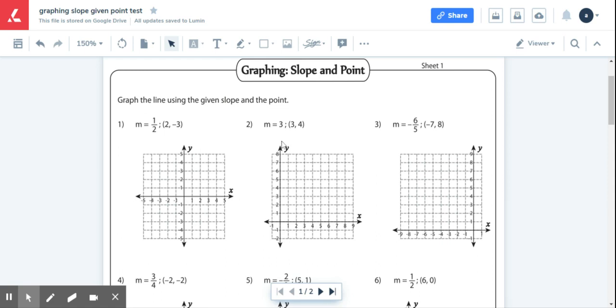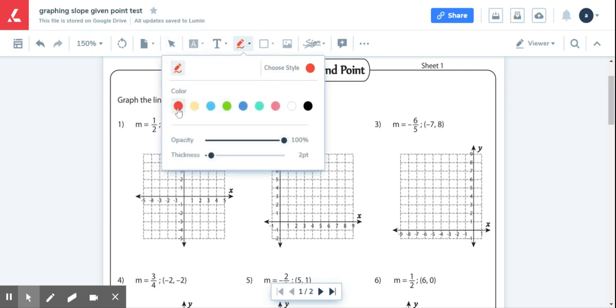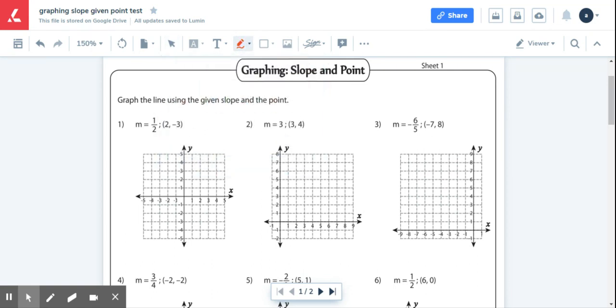Hey guys, so today we're going to continue with our slopes and our graphing. On this sheet, what we're doing is graphing a line when they're giving us a slope, which is here, our M, and they're also giving us a point. So they're giving us a coordinate pair right here, an X and a Y.